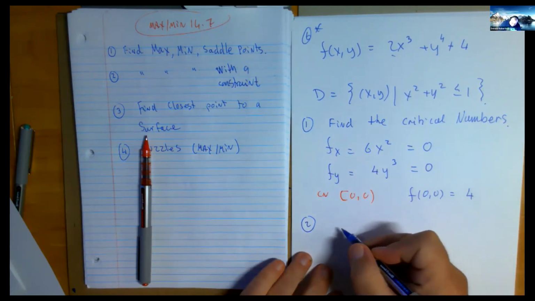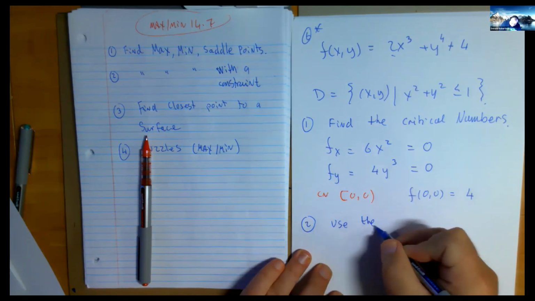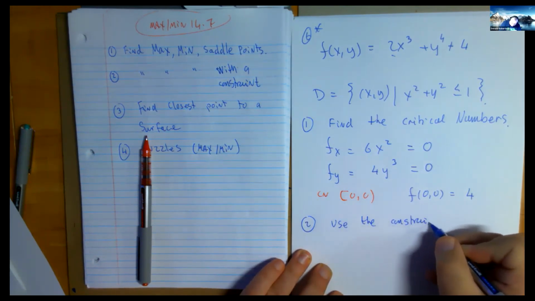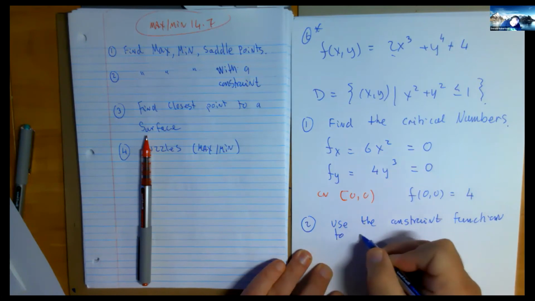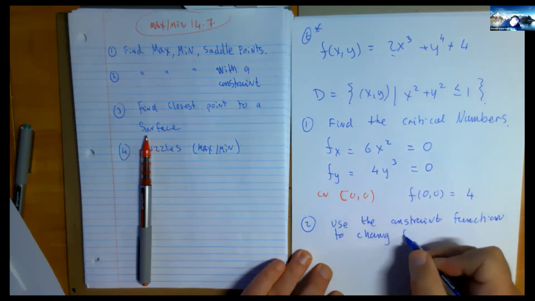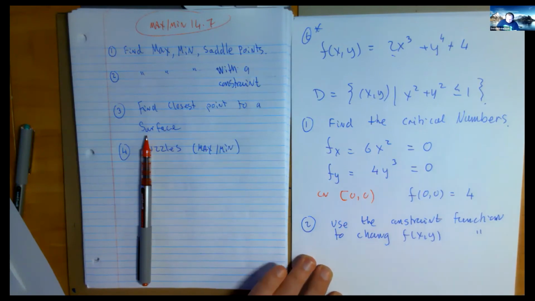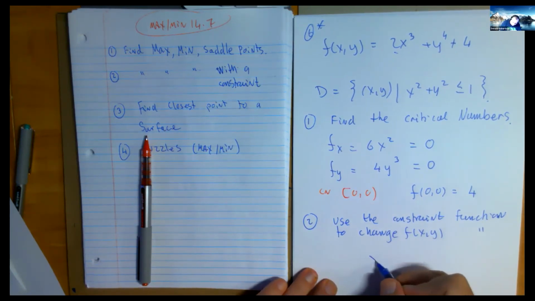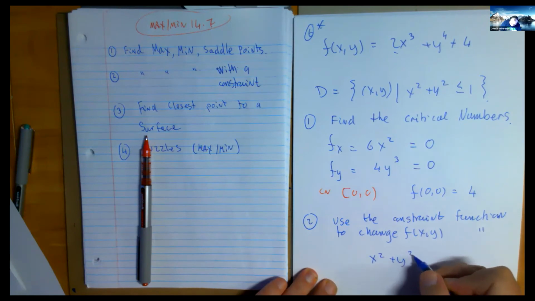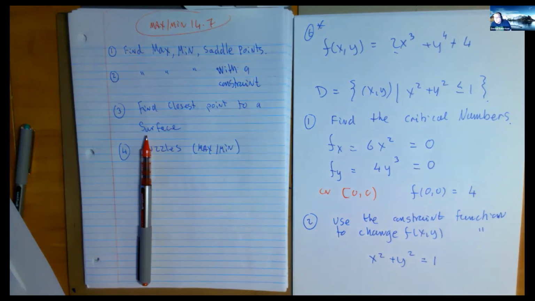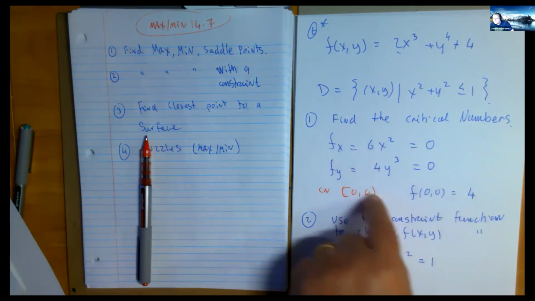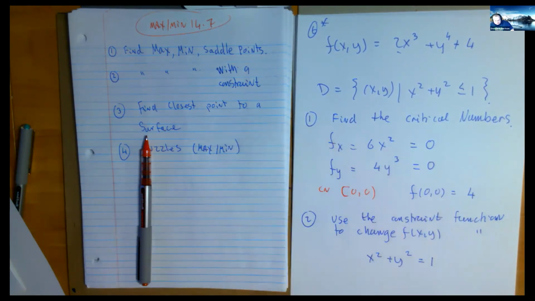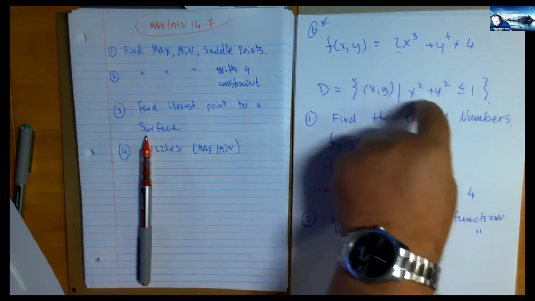Now, the second piece of the puzzle is to use the constraint function to change this function. So what do I mean by that? I know that x squared plus y squared is less than or equal to 1, but really we only worry about the boundary of the constraint. You might ask, what about all the other points inside? This step has taken care of them. It has looked at those points, so I don't need to look any further. The only place I need to look is on the boundary.